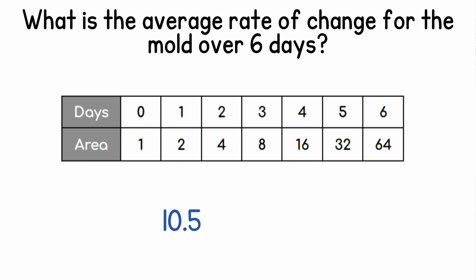But unlike a linear function, it doesn't mean that it will go up 10.5 each time. We can see that in days 0 to 1, it only went up by 1. And in days 1 to 2, it went up by 2. And then at the end, from days 5 to 6, it went up by 32. So the 10.5 just gives us the average of all 6 days.